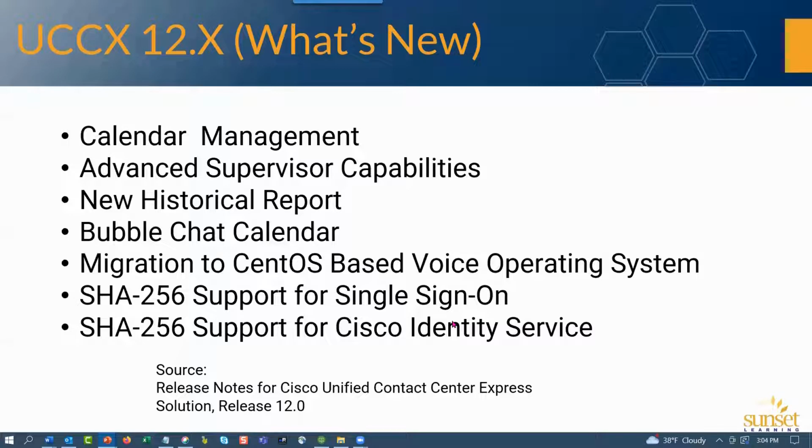So what is new in 12.x, up to, I think, 12.5, 12.6? Well, as we've said, calendar management and advanced supervisor capabilities, which are the two we're going to concentrate on in this webinar. There are some new historical reports. There is a bubble chat calendar, which is UCCX speak to say that the calendar management is made available via the web chat, as well as we'll see both the administration and supervisor capabilities as well.